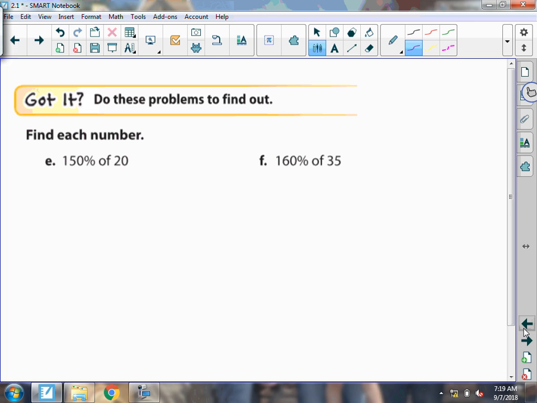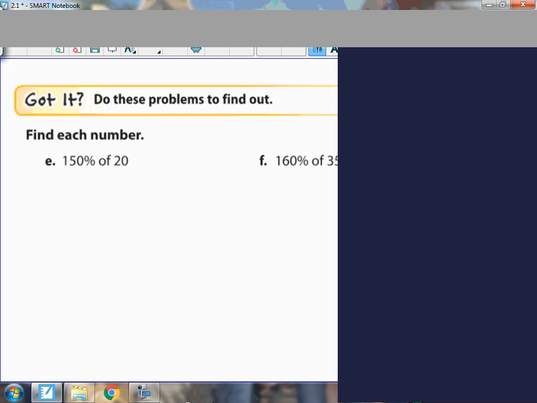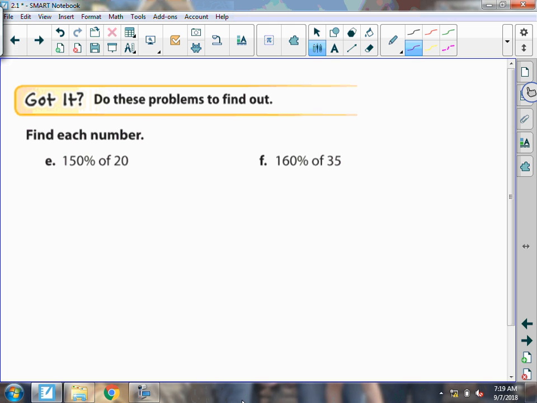Okay, so go ahead and pause this and take a moment to complete these two problems. Okay, 150% of 20. So I want you to check your answers as I go along this. So we move our decimal 2 places to the left. So that's 1.5. I'm going to multiply that by 20.